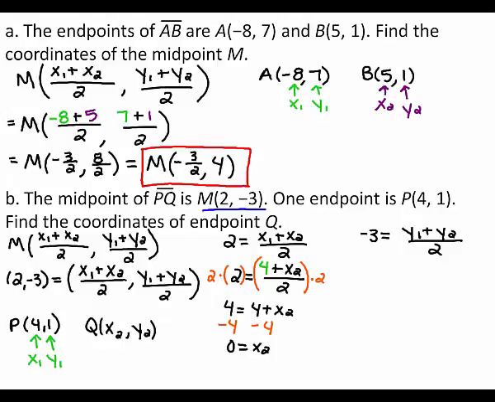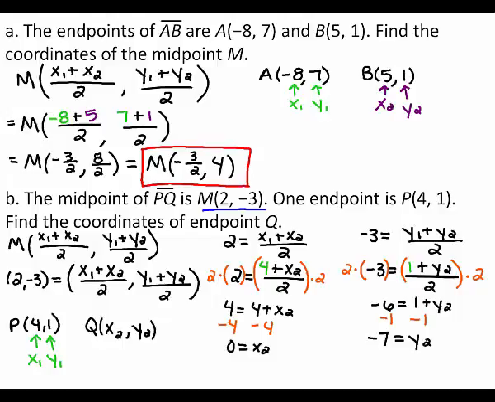To find the y-coordinate of endpoint Q, you can first substitute 1 in for y1 in the equation -3 equals (y1 plus y2) all divided by 2. Now, to solve for y2, you can first multiply both sides of the equation by 2. This gives you -6 equals 1 plus y2. Next, you can subtract 1 from both sides of the equation. This gives you -7 equals y2. So, the y-coordinate of endpoint Q is -7. Therefore, the coordinates of endpoint Q are (0, -7).